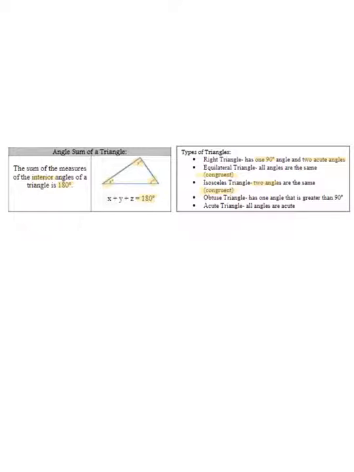An obtuse triangle has one angle that is greater than 90. Acute triangles have all of their angles acute. Okay, so make sure you fill in these blanks here so that you have them to use on your notes throughout the week. Pause the video if you need to.